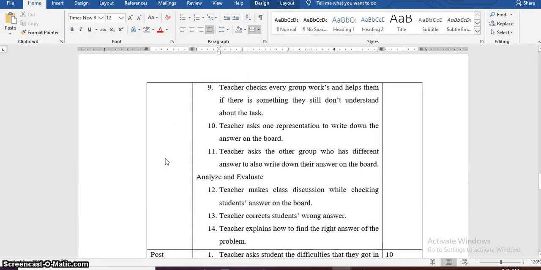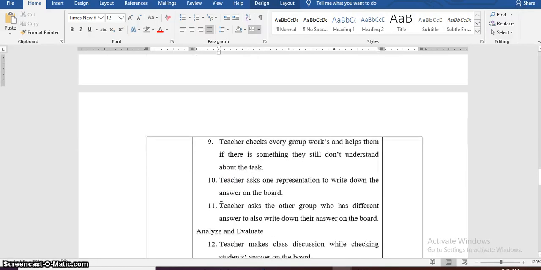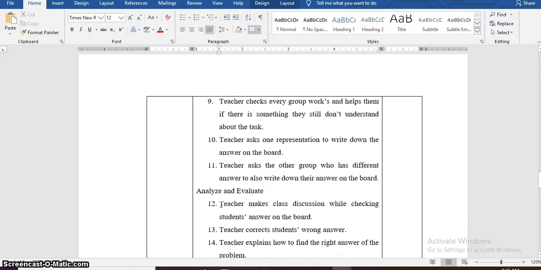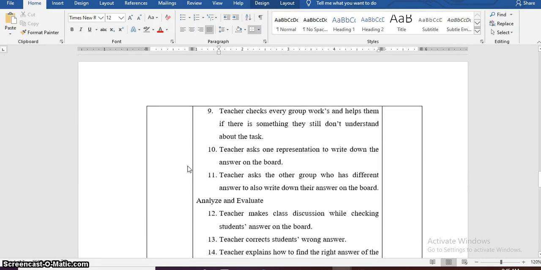After that is the develop and present step. In this step, the teacher checks every group's work and helps them if there is something they still don't understand about the text. The teacher asks one representative to write down the answer on the board. After that, the teacher gives a chance to every student who has a different answer to also write their answer on the board.